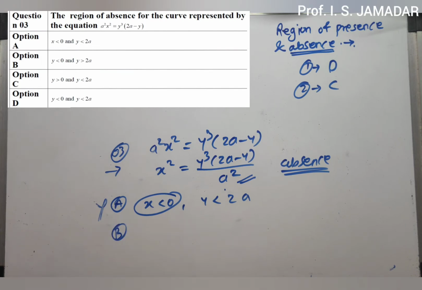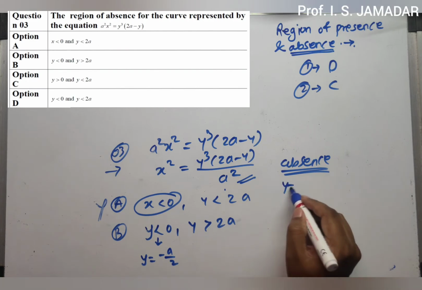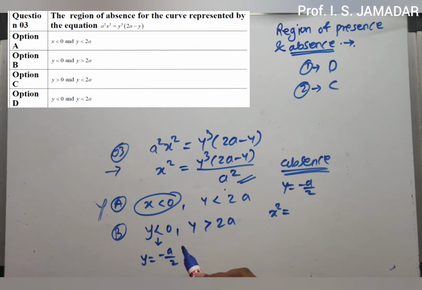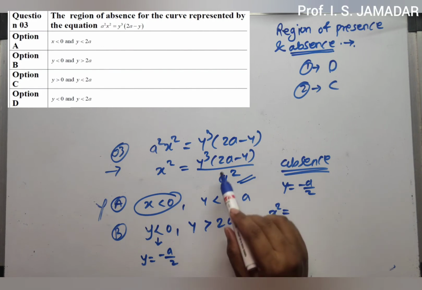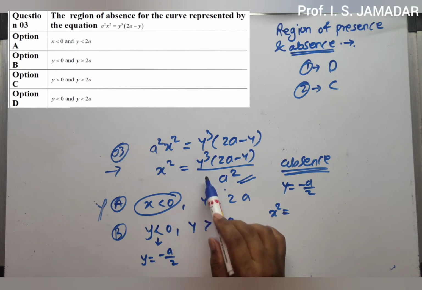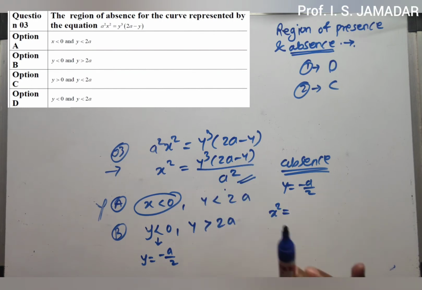Let us check option B. Option B is y less than 0 and y greater than 2a. So for y less than 0, consider y as minus a by 2. If I consider y as minus a by 2, what is x square? Now we will write down directly the sign, positive or negative. If I take y as minus a by 2, it will be 2a minus minus, plus. This numerator will be positive. 2a minus minus means plus a by 2, that is positive.